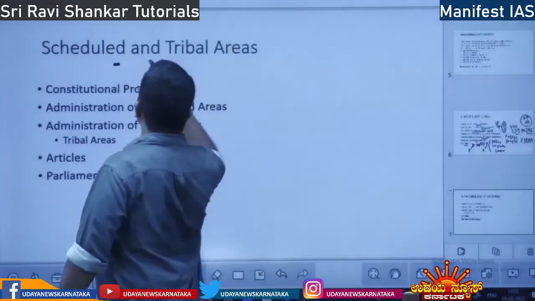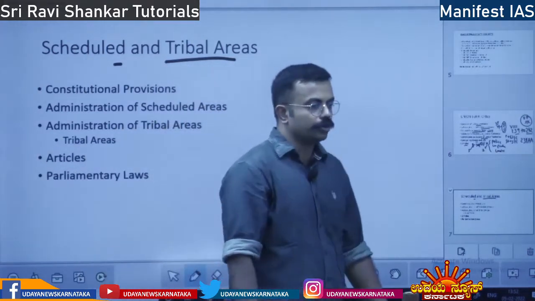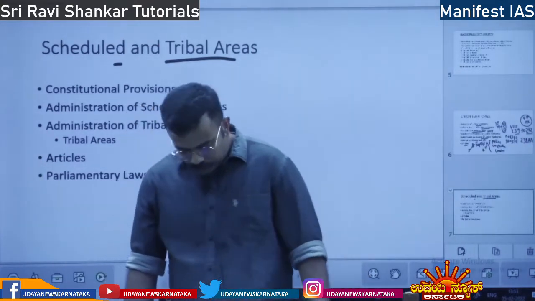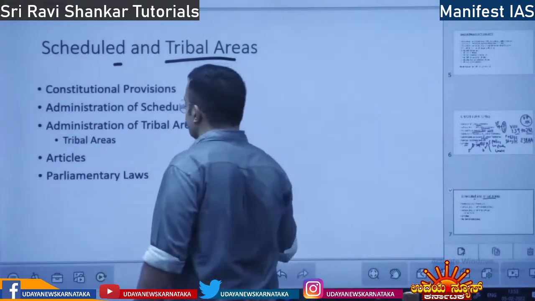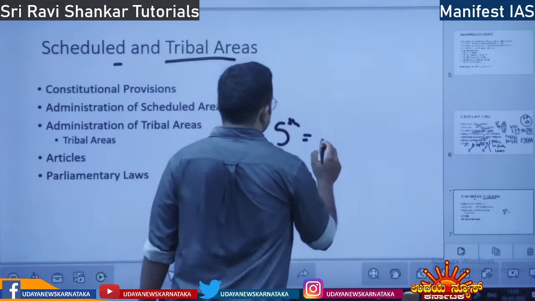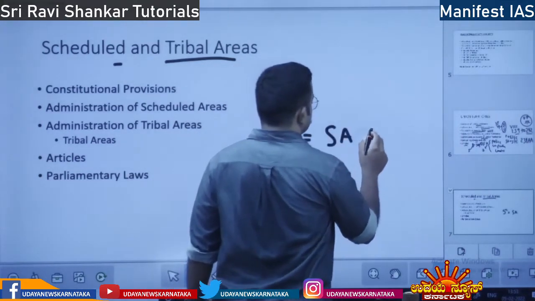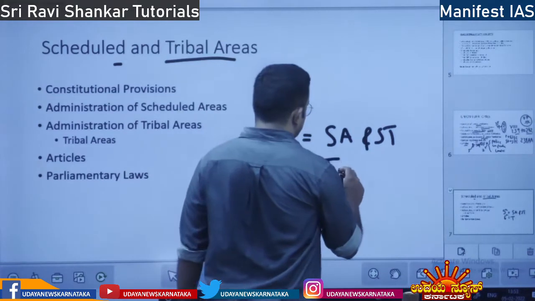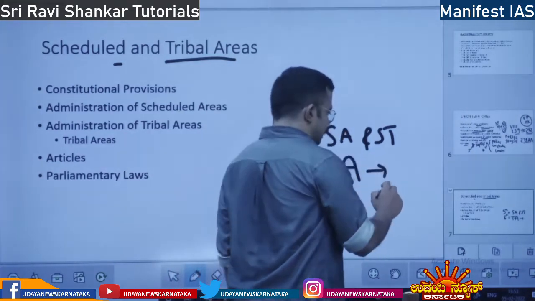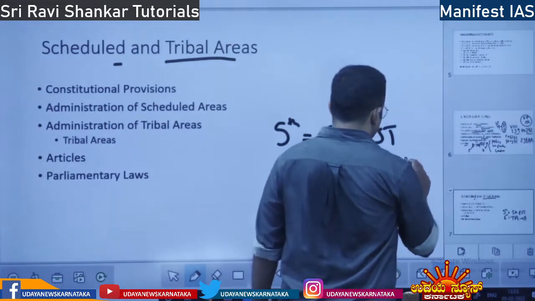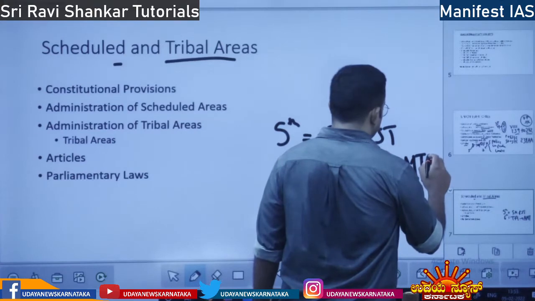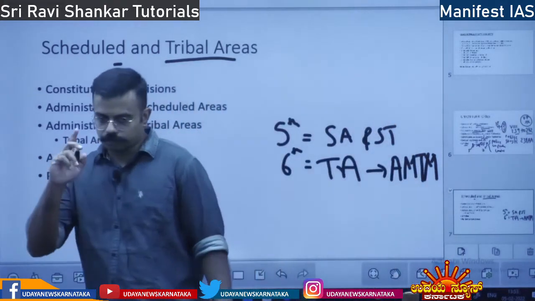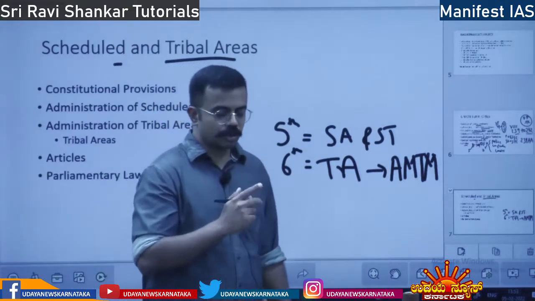Okay, next we will move towards scheduled and tribal areas. There is the 5th and 6th schedule. What does the 5th schedule speak about? The 5th schedule speaks about schedule areas and schedule tribes. The 6th schedule speaks about tribal areas. In how many states? 4 states: Assam, Meghalaya, Tripura and Mizoram, or Manipur? It is Mizoram. Okay, not Mizoram, it is Manipur. Okay, so it is Mizoram, sorry. It is Mizoram and Tripura.